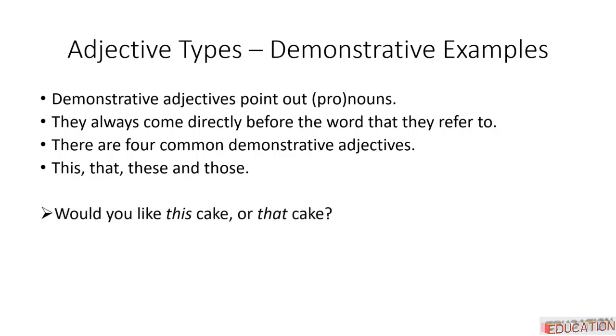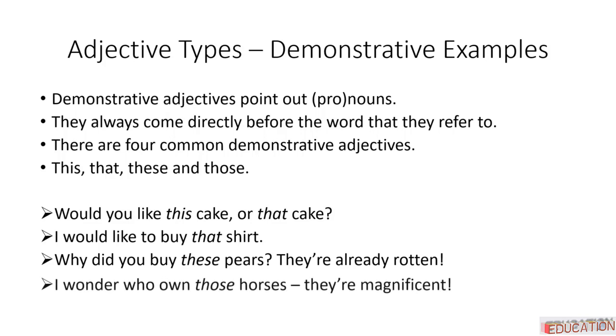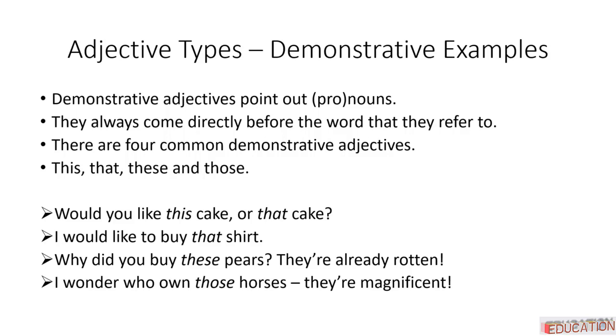So would you like this cake or that cake? So this cake is nearby or that one is over there. I would like to buy that shirt. That's someone pointing to a specific shirt over there. Why did you buy these pears? They're already rotten. So presumably you have them in the hand or close by in a basket. And I wonder who owns those horses. They're magnificent. So someone's seen some horses further away in a field and they're referring to those horses over there.